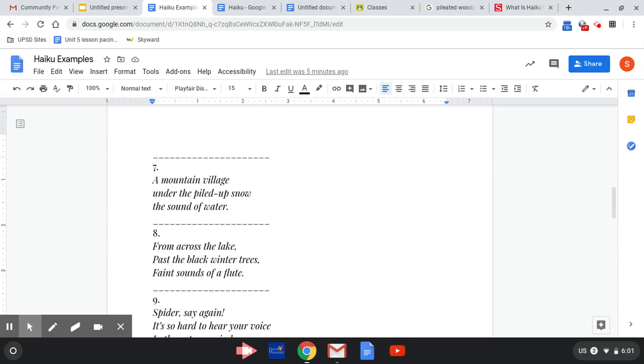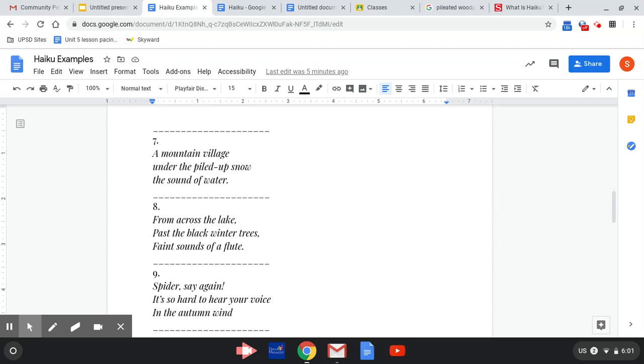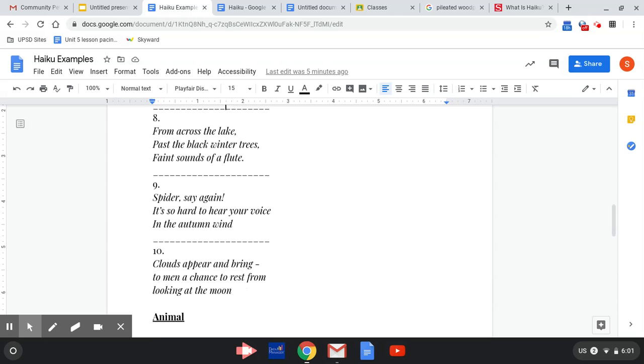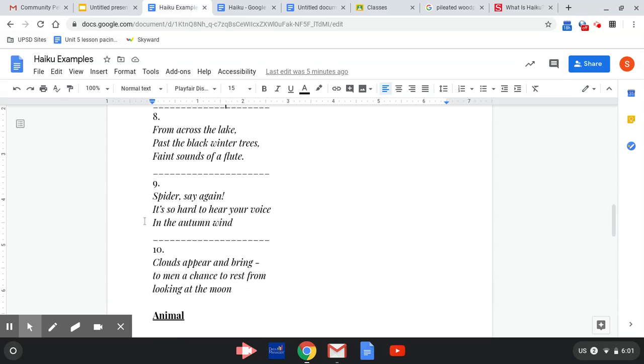So as I'm thinking about this, I'm thinking about a village that is totally covered in snow, and maybe somewhere off in the distance there's a sound of trickling water. I'm picturing the village, I'm picturing the snow. That's the beauty of haiku. There's so few words there that it's up to you to kind of imagine the rest of the scene.